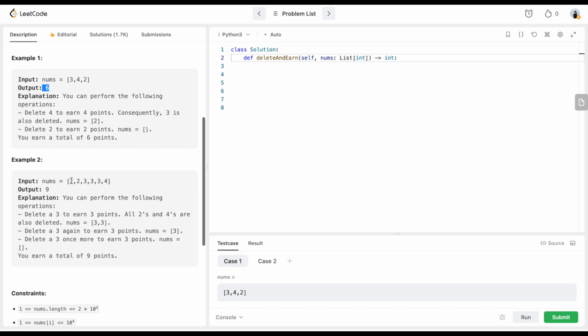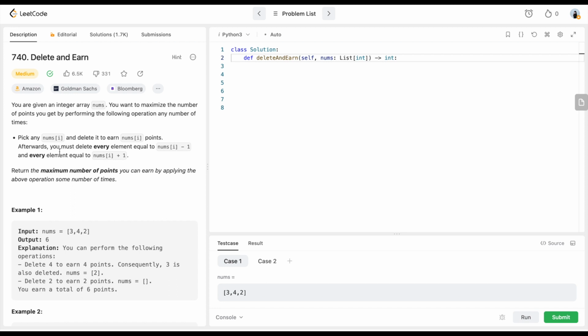Let's look at example 2. If we earn 3, we can add all the 3's together, right? So we earn a total of 9 points. That means we cannot earn points 2 or points 4. So we can add points 2 together. Points 2 in total will be 4, and 4 is 4, so that will be a total of 8. 8 is still smaller than 9, so we just take all the 3's and delete the rest, which will give us a maximum output of 9.